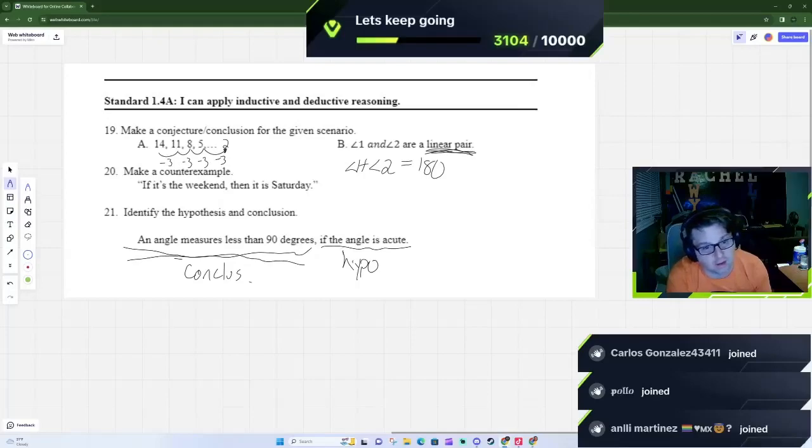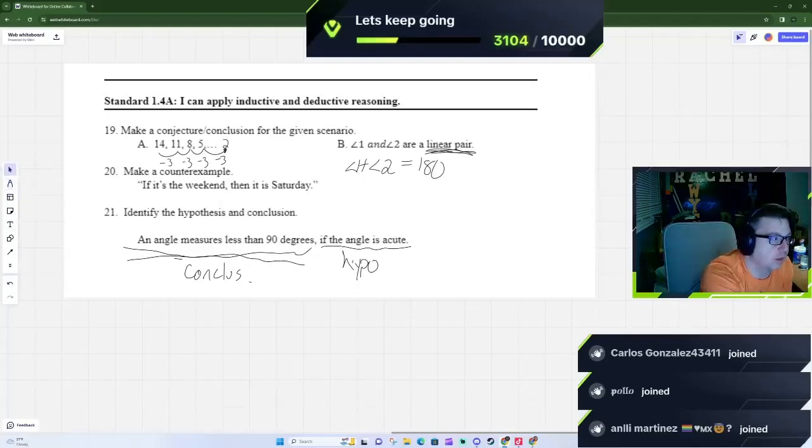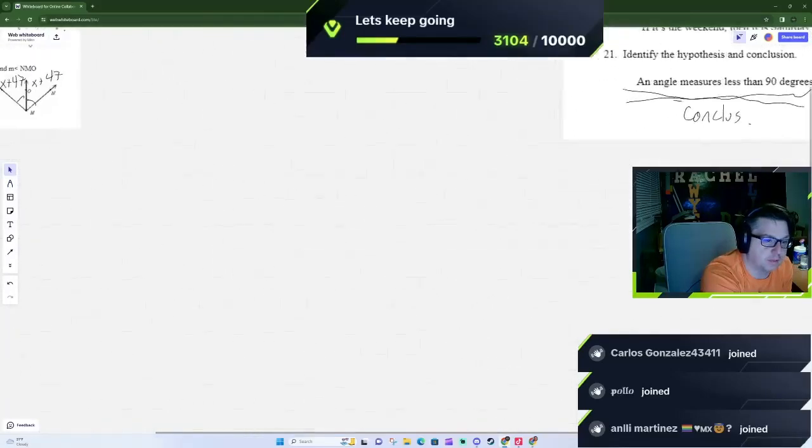If the angle's acute, that's your hypothesis. Your conclusion is that the fact that it is an acute angle means that it has to be less than 90 degrees, because that's the definition of what an acute angle is. So for this one, it's a little tricky. They kind of flip-flop the hypothesis and conclusion.